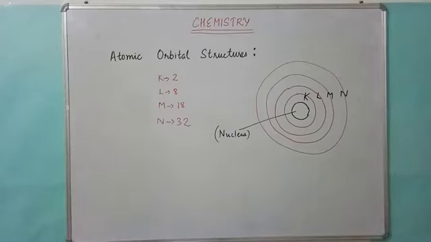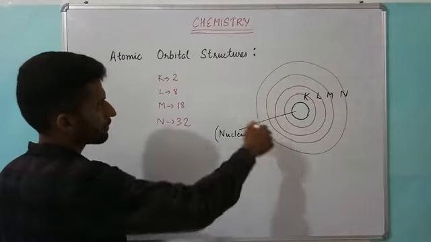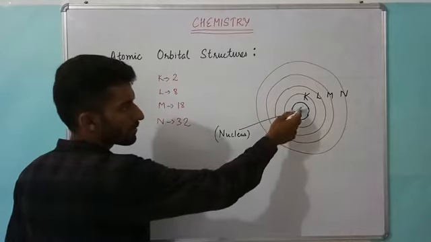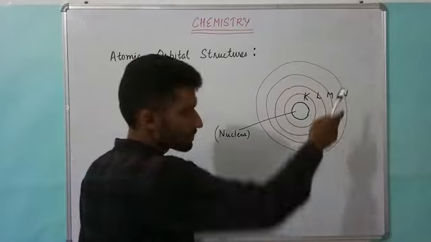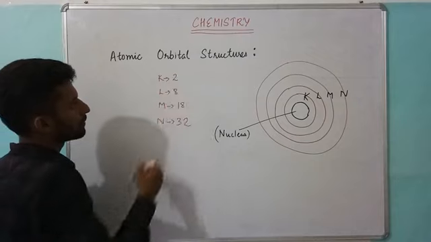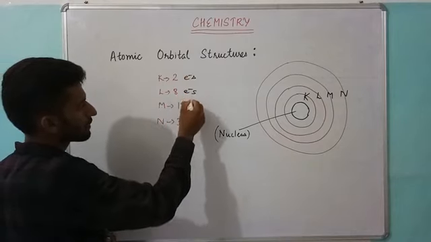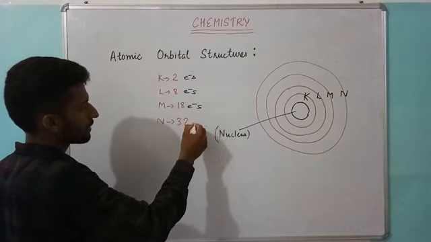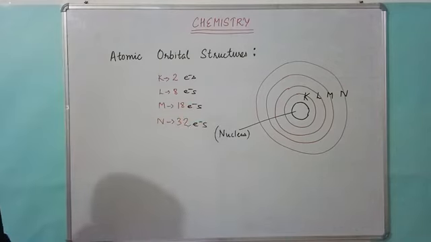Now we have studied in the Bohr model of an atom that electrons revolve around the nucleus, the central body. The first shell is known as K, the next one is L, then M, and the last one is N. K can have a maximum of 2 electrons, L 8 electrons, M a maximum of 18, and the N shell can have a maximum of 32 electrons.